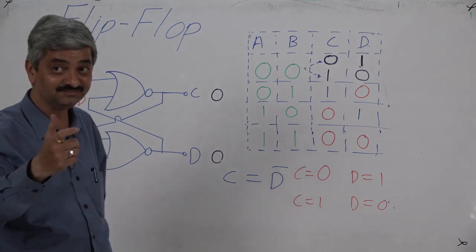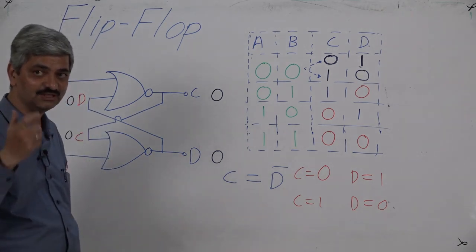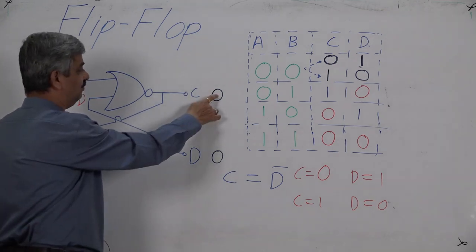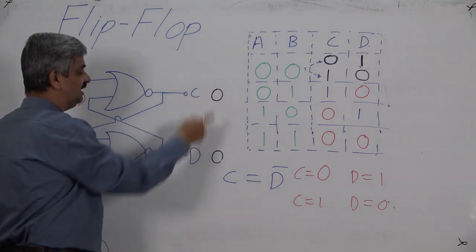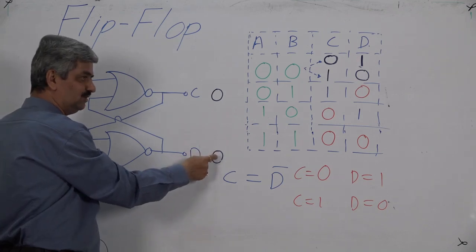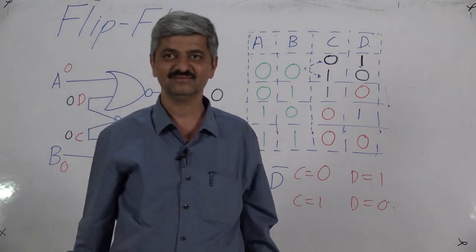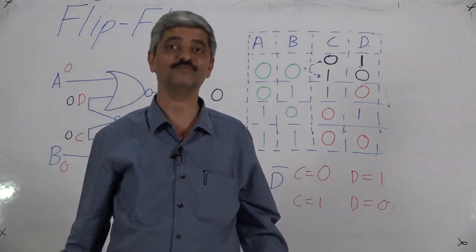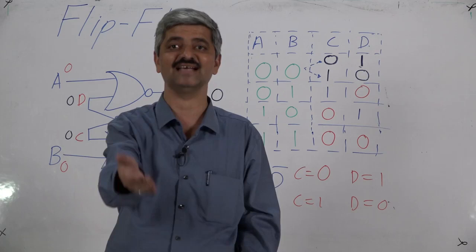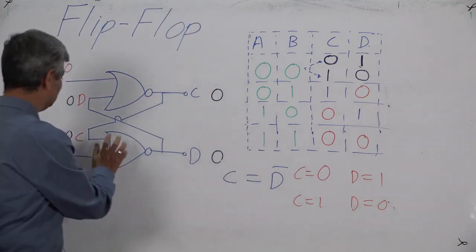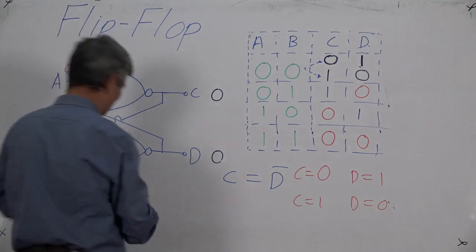Means what? C equal to 0 wants that D should be made 1. D equal to 0 wants that C should be made 1. What will happen? Out of these two, which gate is fast? That will become 1. So if this gate is fast, this will become 1 first.